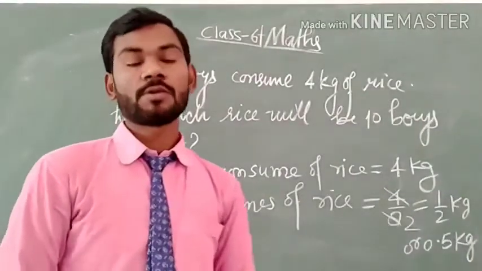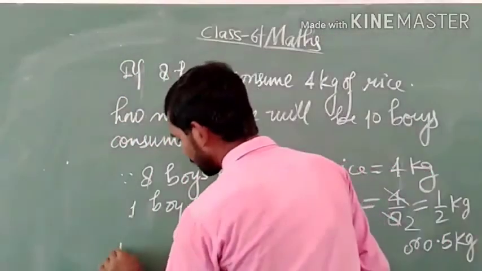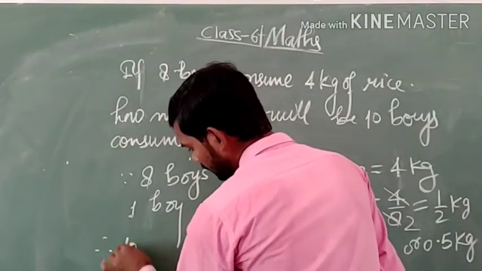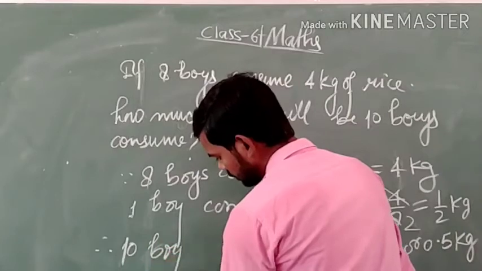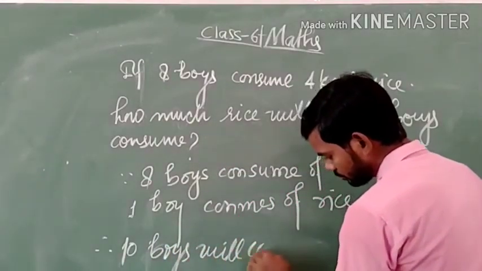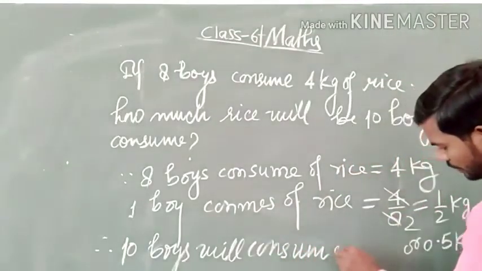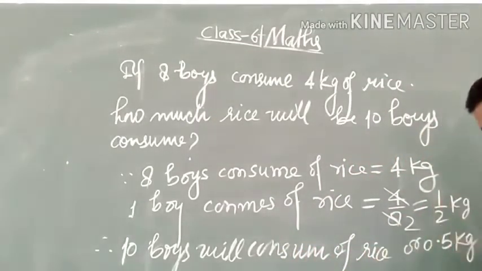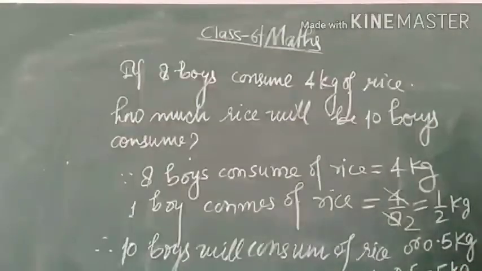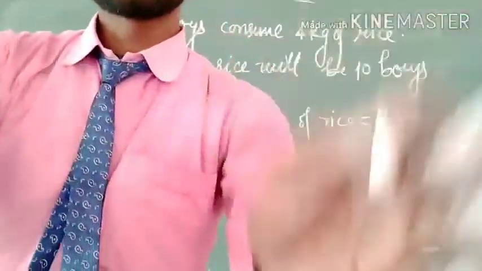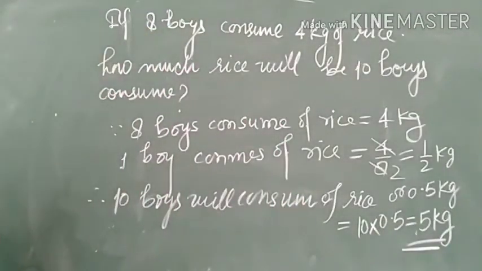Therefore, we can find out the value for 10 students. 10 boys will consume rice equal to 10 multiplied by 0.5, which is equal to 5 kg. Therefore 5 kg is the right answer. The total problem has been solved in only 3 steps. Let's see this once again.